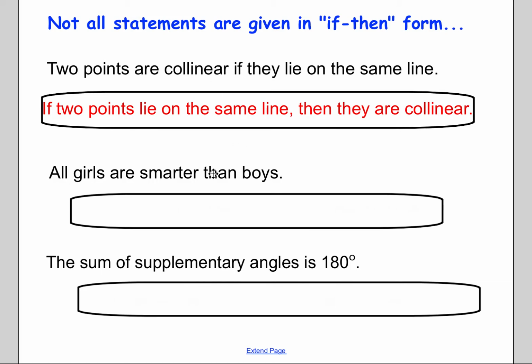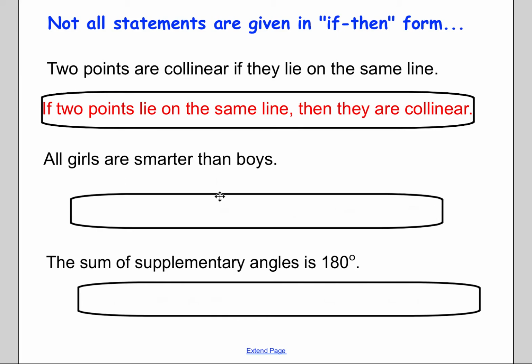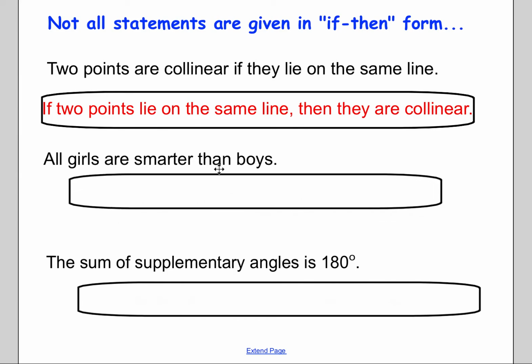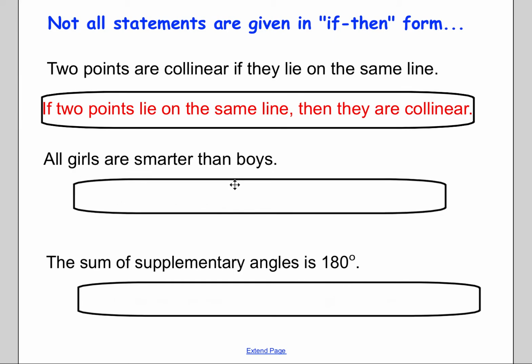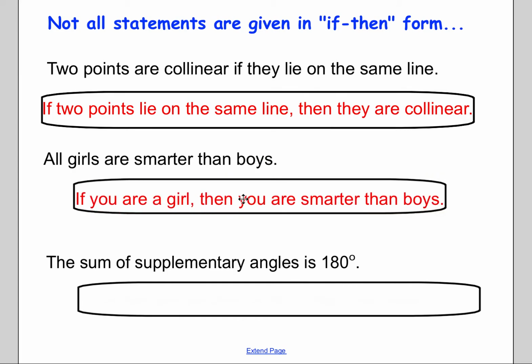Look at this one as well. All girls are smarter than boys. Is that a conditional statement? Yes, it is. Where is the if and where is the then? It's not explicitly written, but if we really look at this statement, all girls are smarter than boys, there is a condition there, and that's this. If you are a girl, then you are smarter than boys, right? So even though it doesn't say if then, there's still a condition behind here, and the condition that it implies is that if you're a girl, then you are smarter than boys.